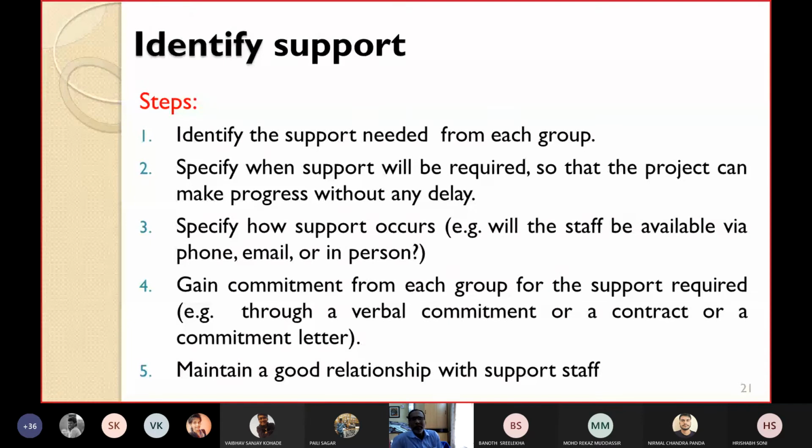Then gain commitment from each group for the support required. You get a commitment that this group will provide this kind of support. This commitment can be a verbal commitment, or a contract, or a letter, or an email, or a signed document, maybe a stamped document, for writing down the commitments from the groups. Then, of course, you have to maintain a good relationship with the supporting staff so that whenever you are in trouble, they will come forward to help you.